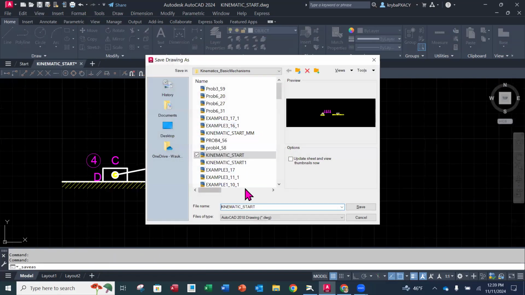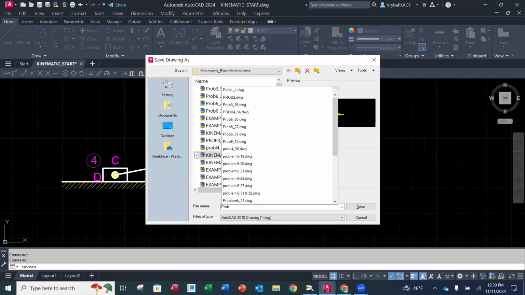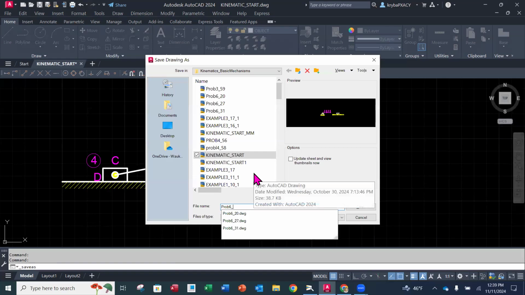Make sure you save this as problem 6_20.